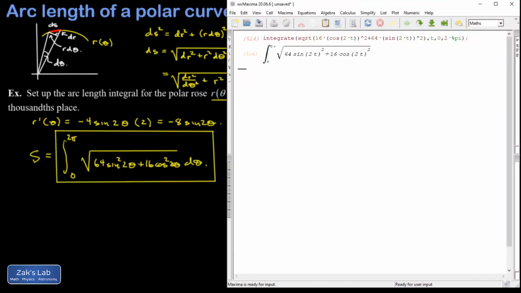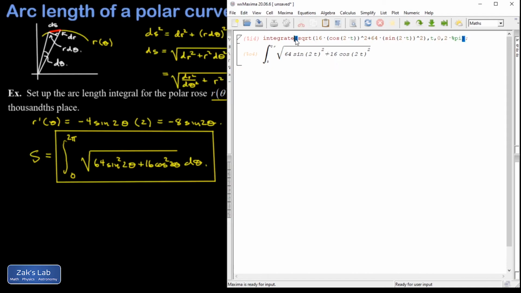And we're going to bounce to our computer algebra system. I'm using wxMaxima. It's a free and open source computer algebra system. And I've set up in here integrate. And then I typed in the square root of 16 cosine squared 2 theta plus 64 sine squared 2 theta. I just reversed the terms for some reason. And I'm integrating as t goes from 0 to 2 pi. Notice that percent pi is a special symbol for the number pi. And I hit shift enter. And when I do that, Maxima just tells me the integral over again. And this is Maxima's way of saying, I give up. I don't know how to do this analytically.